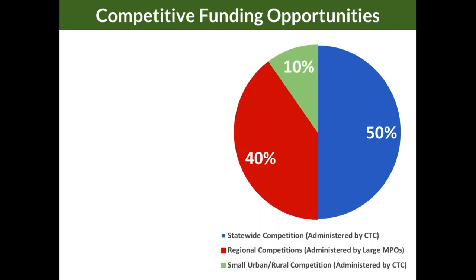So one interesting thing about this program is that it splits into three different competitions. 50% of the funding in the program is administered by the California Transportation Commission in a statewide competition. 40% is administered by the large metropolitan planning organizations in the state in regional competitions for communities in their jurisdiction. And I'll go over which MPOs those are. And then lastly, communities that don't fall within a large metropolitan planning organization are eligible to compete in the small urban and rural competition, which is also administered by the California Transportation Commission.